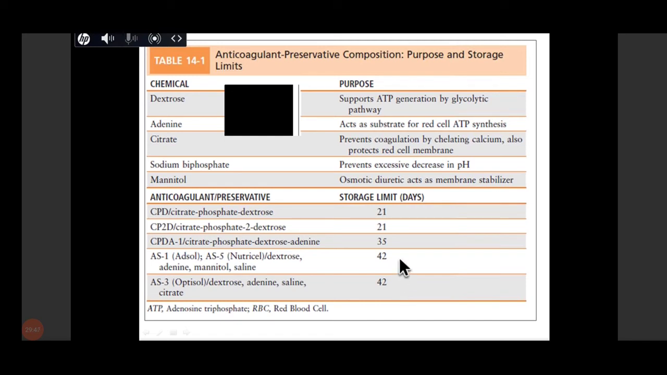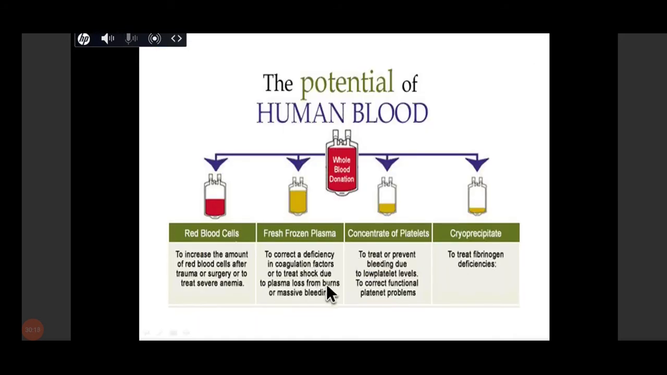there. Okay, depending on this, what is the role of each? Dextrose supports ATP generation, adenine is the substrate for ATP synthesis, and citrate prevents coagulation by chelating calcium. Sodium biphosphate prevents excessive decrease in pH. Mannitol is also used. We can have other preservatives, and the limitation on the days for which it can be used is there.